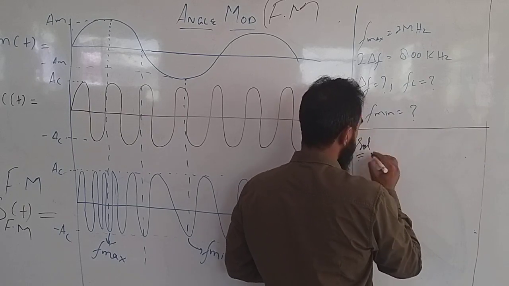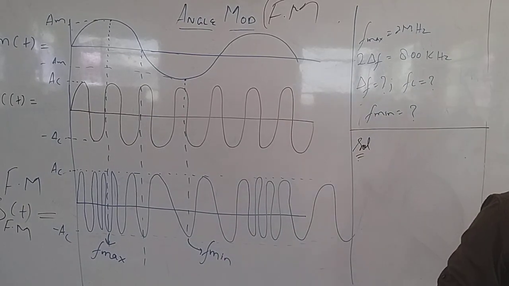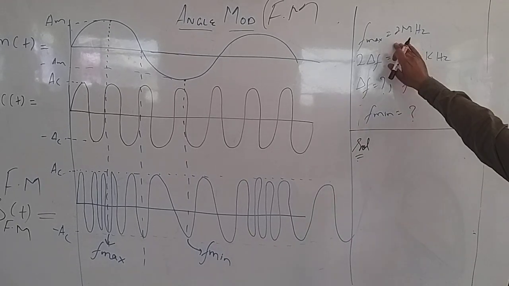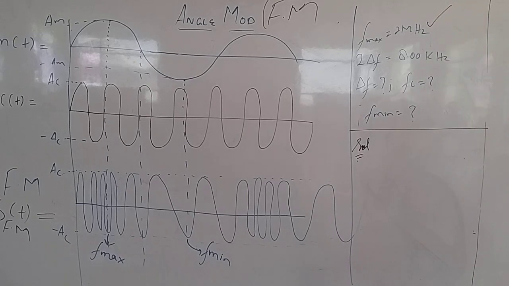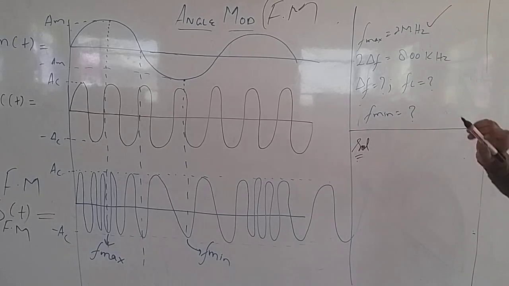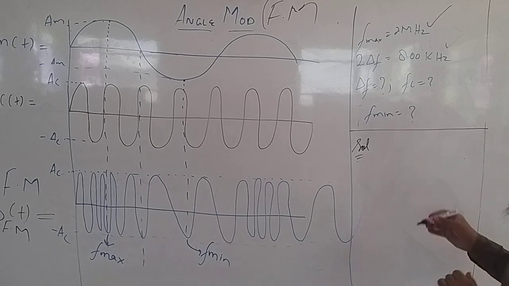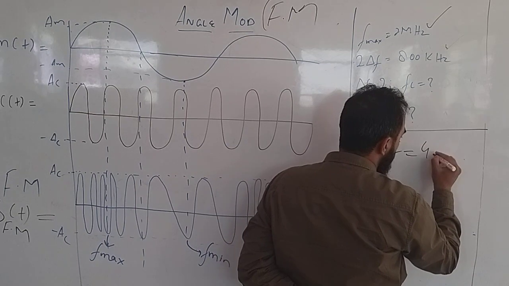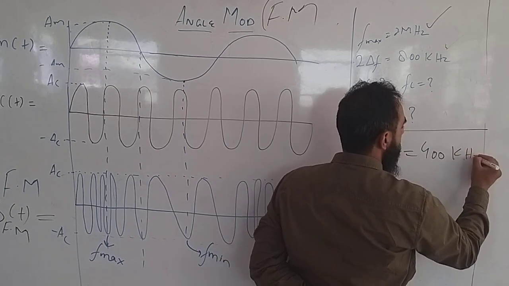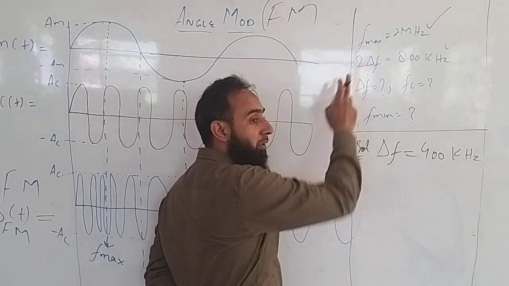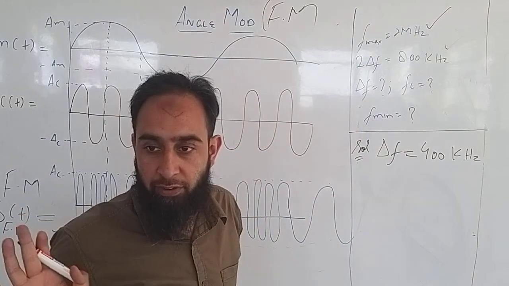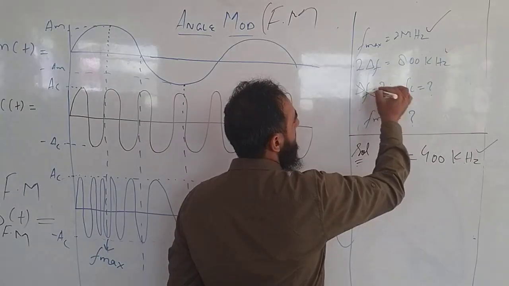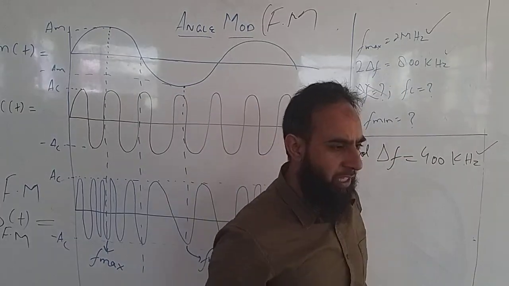So the solution to this is, we first write those things which are given. F max is given, that is 2 megahertz. Then your twice delta F is equal to 800. So first thing, delta F is equal to 800 divided by 2, which is 400. मैंने कहा total frequency swing. Total is always equal to twice of delta F. So you got delta F. That is done. Now you need to find FC.